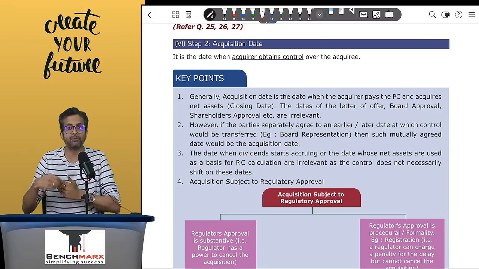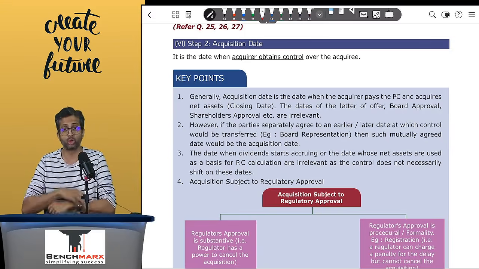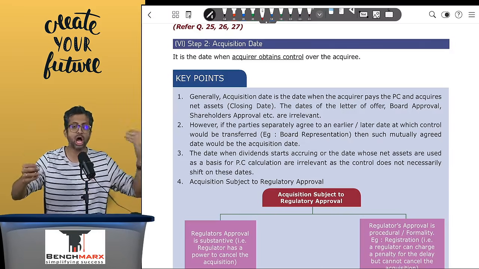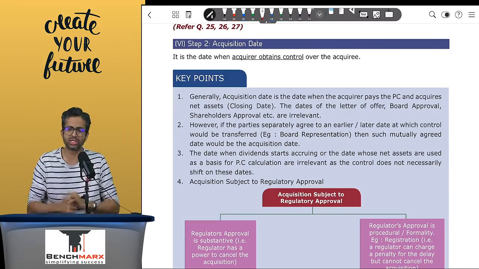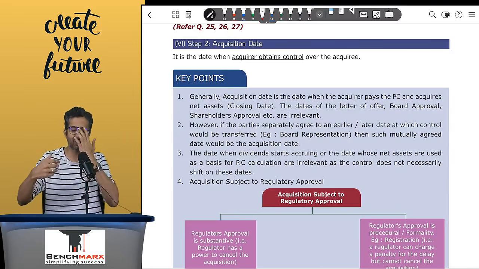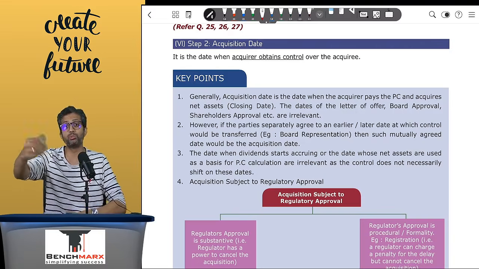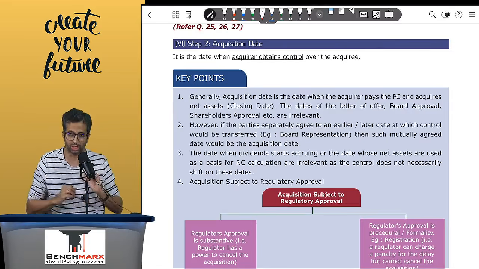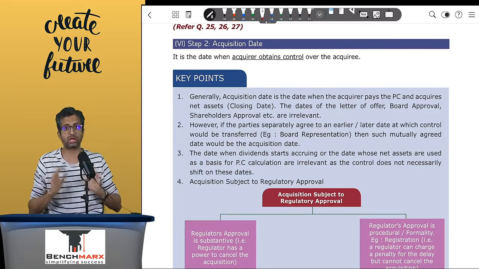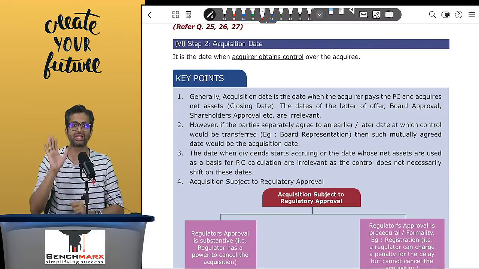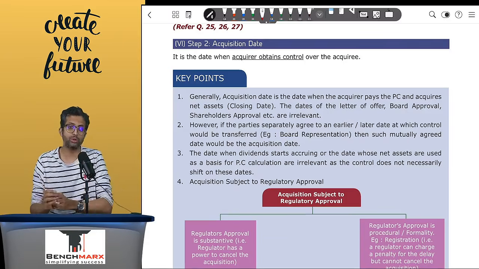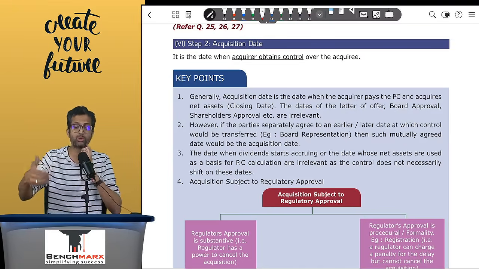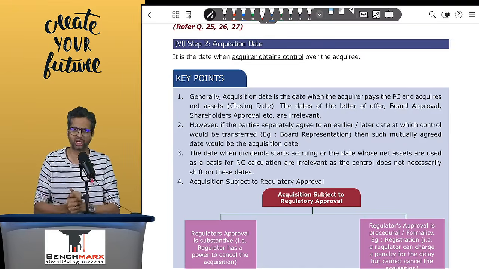Sometimes it might happen that you obtain control, that is the ability to direct, from 1st March. However, you have determined the PC based on the net assets on 31st December, or you have said that post 31st December, whatever is the profit will be attributable to the acquirer. Remember, control is not when you start earning profits. Control is the day when you get the ability to direct the relevant activities, and hence control will be obtained from 1st March, irrespective of every other date.